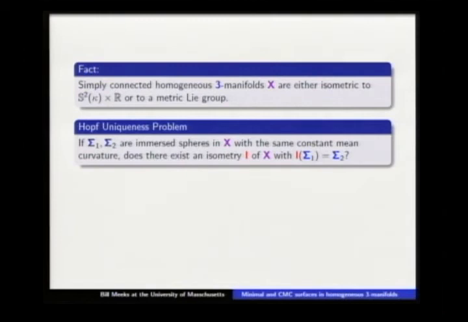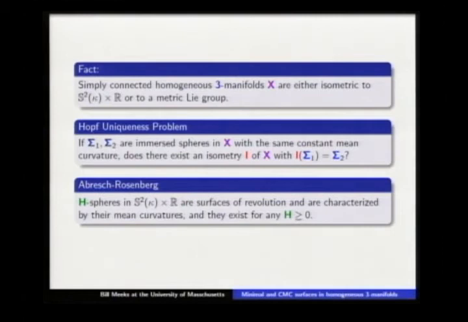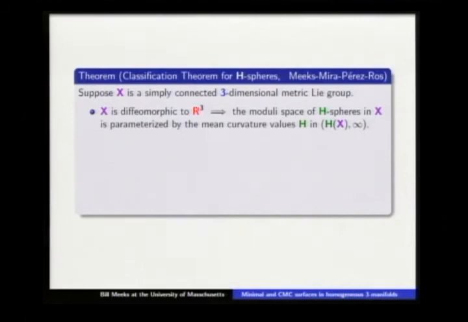And this classification was carried out by Abresch and Rosenberg. They did it more generally than this, but in particular they did it for S2(kappa) cross R. They proved all these examples are surfaces of revolution. From that, you have a classification of these examples, and you can see this particular result. They did it in more generality, but I'm mentioning this particular result because it means that to solve this problem, I only have to deal with metric Lie groups. Okay, so here's the classification for metric Lie groups.